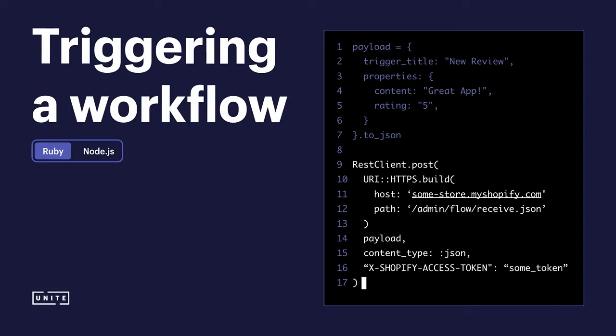With the payload all set up, we are ready to make the API call. We simply send the payload as JSON to Flow's receive endpoint. As always, the API call has to be authenticated using the shop's access token. And that's really it. It's a 2-step process. You prepare the payload, and you make the API call.